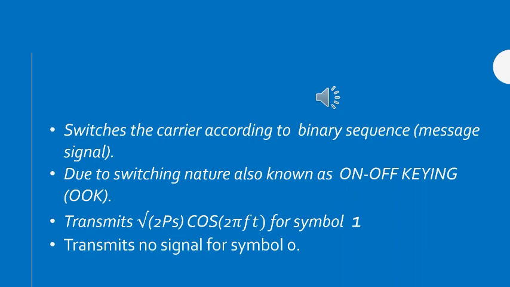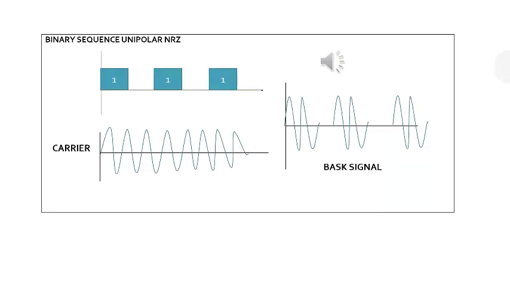Now we will discuss its waveforms. Let's see here: binary sequence, unipolar RZ. That means first we have the binary sequence, where 1 and 0 of the digital signal are transmitted. Now it is represented as unipolar. Unipolar means it has only one polarity, that's +1. In bipolar we have two polarities, +1 and -1. Here we have only +1 voltage, while in the bipolar case we would also have -1 voltage. Here it is only one polarity.